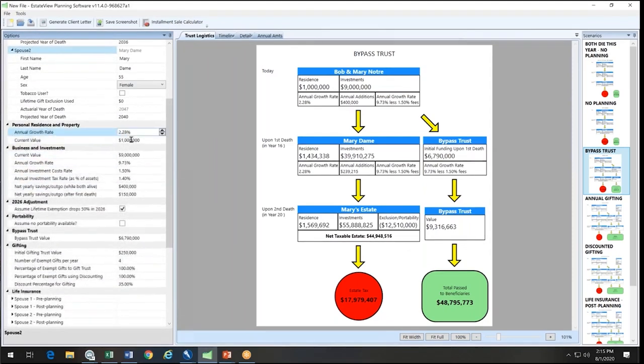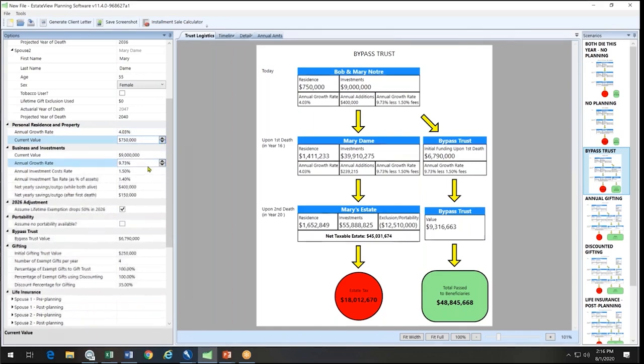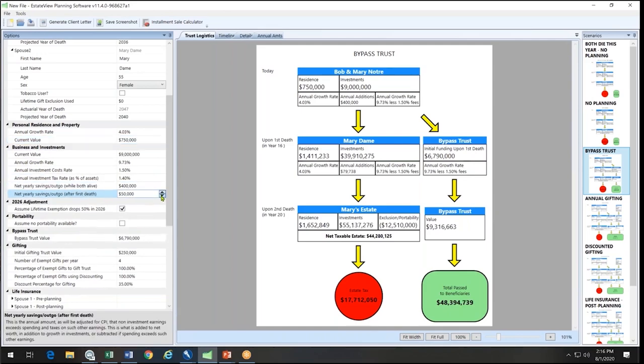So then we'll put in that they have a $1 million home growing at 2.27%. If they say, wait a minute, I think my home's going to grow at 4%, fine, we can have it grow at 4%. If they say the home's worth less, fine, we can have the home worth less. Then their investment assets, rate of return, tax rate as a percentage of the assets, costs, annual savings until the first death, and annual savings or losses if they spend more than they make after the second death.